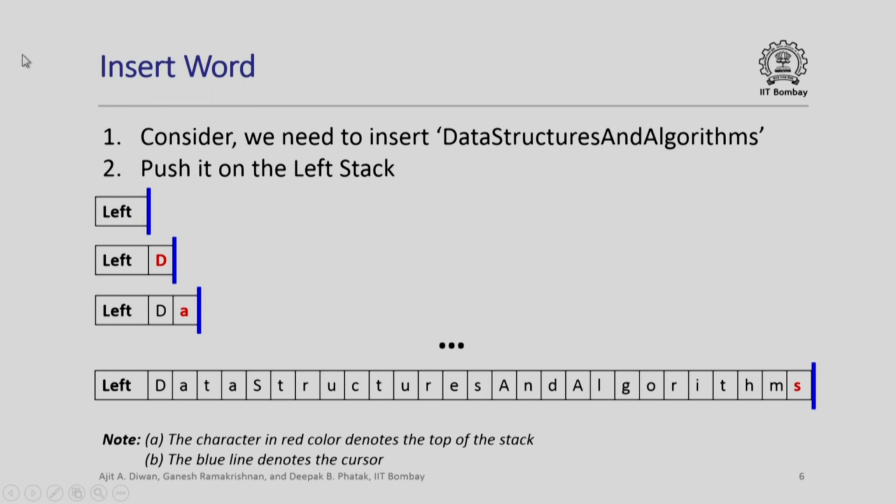First, inserting a word. Consider we need to insert "data structures and algorithms". Push it to the left stack. So, this is the left, D, A, and so on. I keep typing, and every time I type a character, it is pushed onto the left stack. When I have pushed this entire string of characters, this will be the position. The right stack will contain nothing, the left stack will contain all these characters, and of course, my cursor continues to act as a divider.